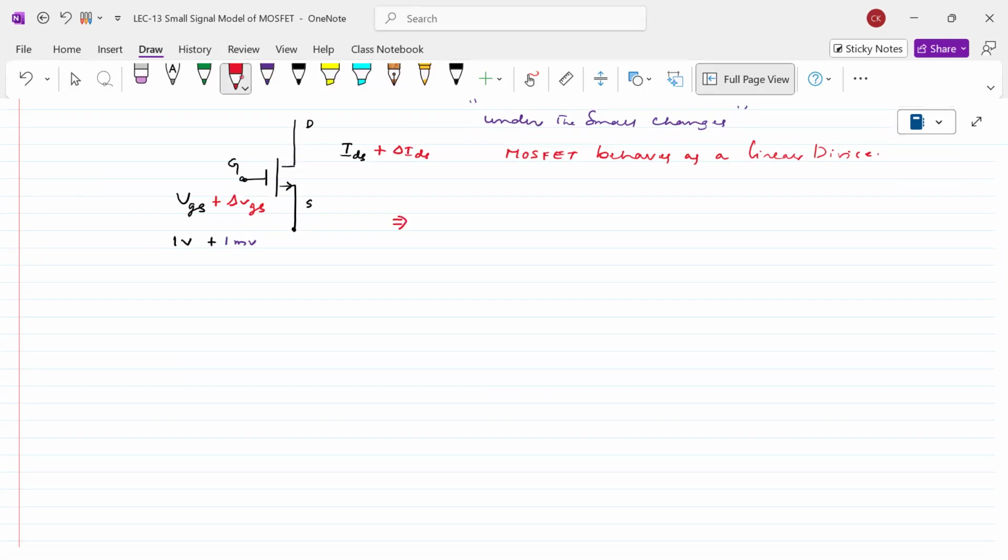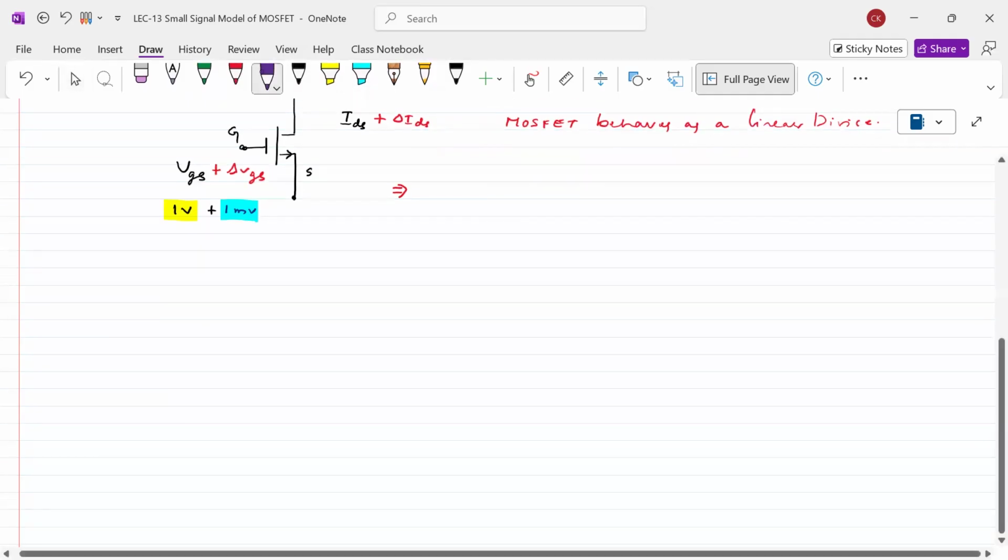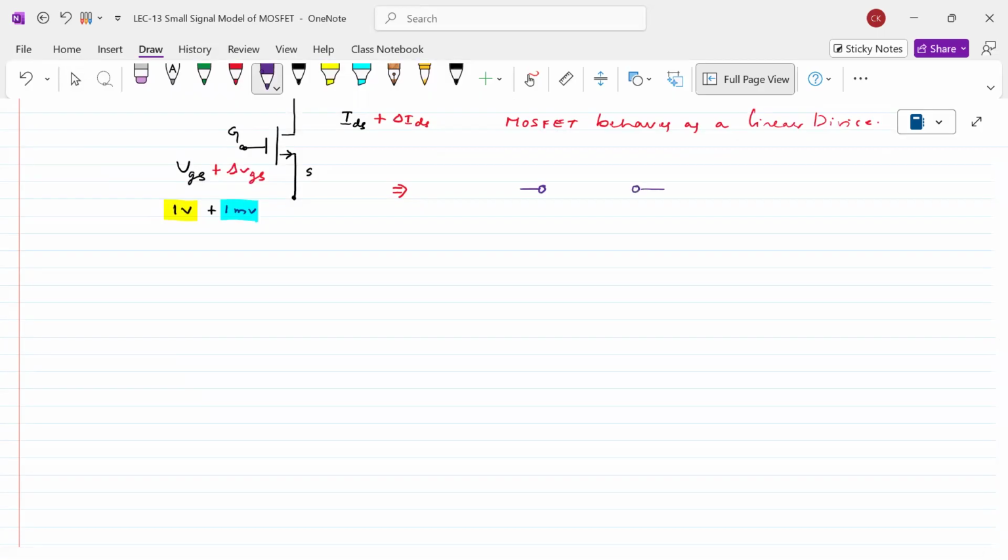As I mentioned, when we talk about a 1 volt signal, the small change can be 1 millivolt. That means we have to replace this MOS transistor with something. Let me consider this is the gate, this is the drain, this is the source. Of course, the body is also available. Let me consider this is also the body, for example. How will this MOSFET be realized with linear elements?